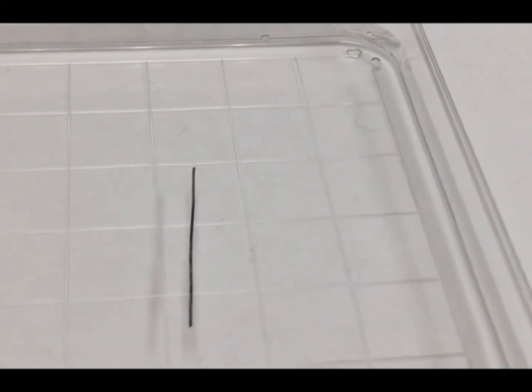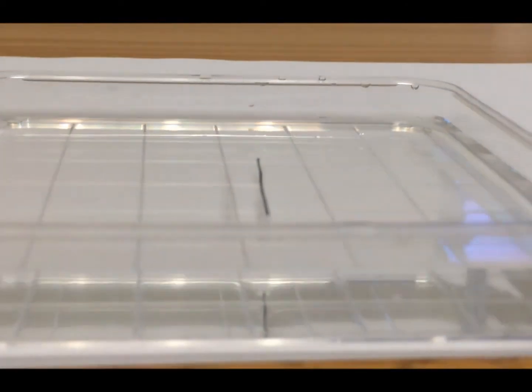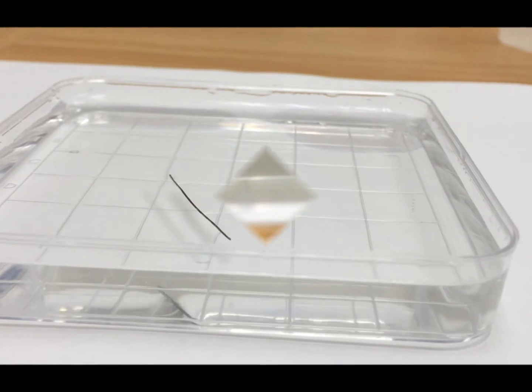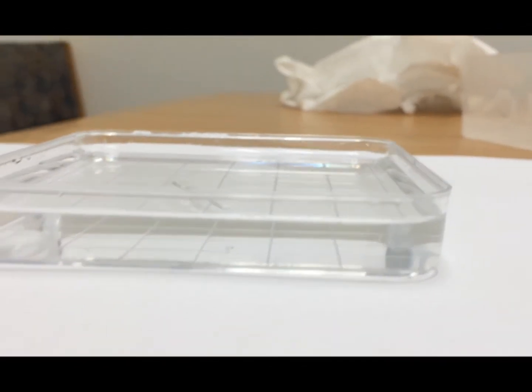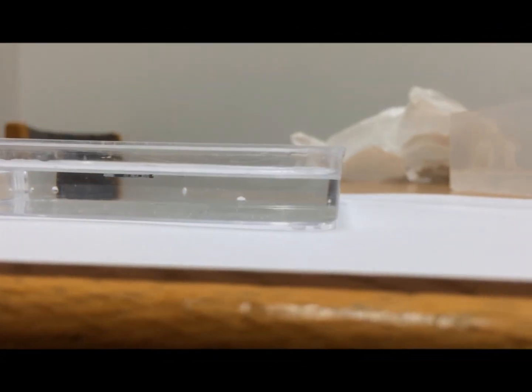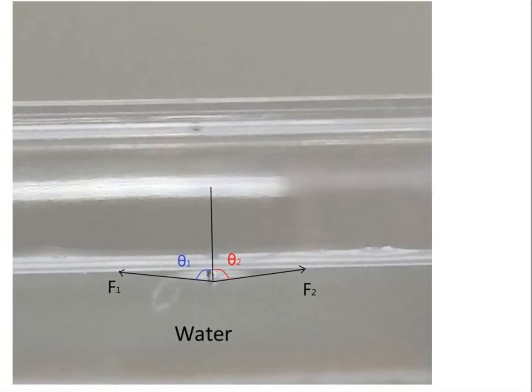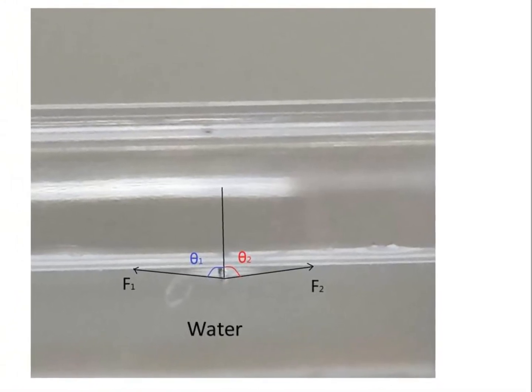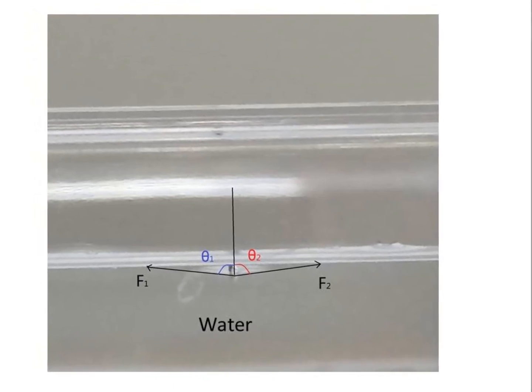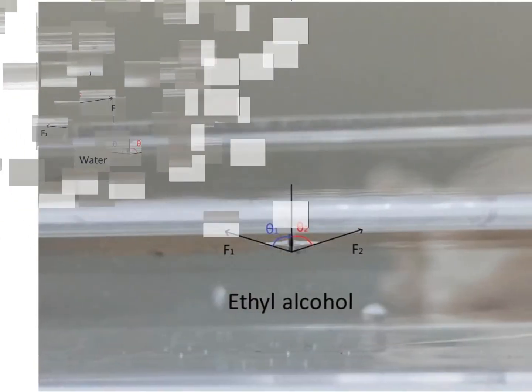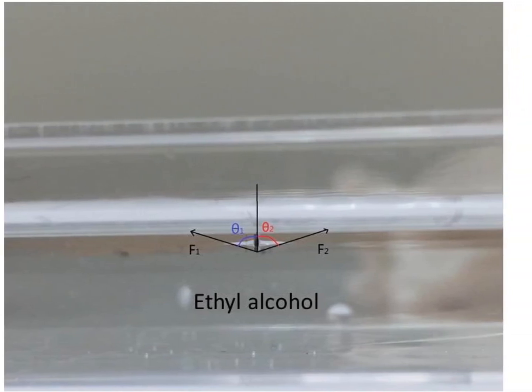We put the needle on the surface of water. We put the needle on the surface of ethyl alcohol. We put the needle on the surface of oil. Then we took a picture of the rear view of the needles after they stayed static on the surface of the liquids. Then we used a protractor to measure the angles theta 1 and theta 2 and took the average of them.